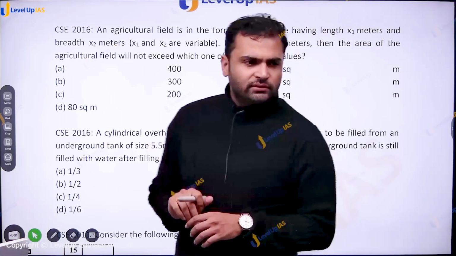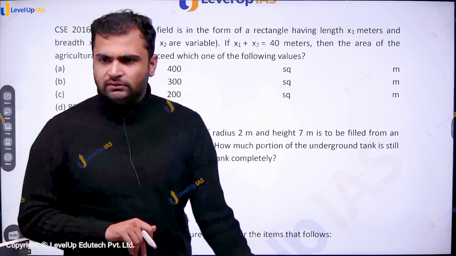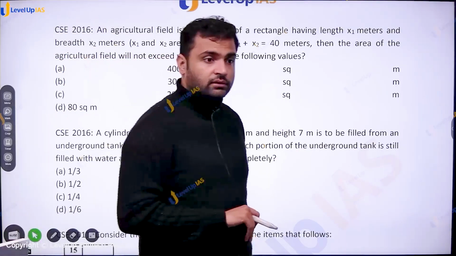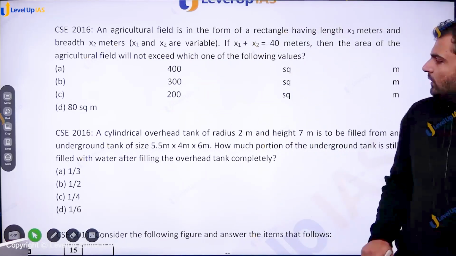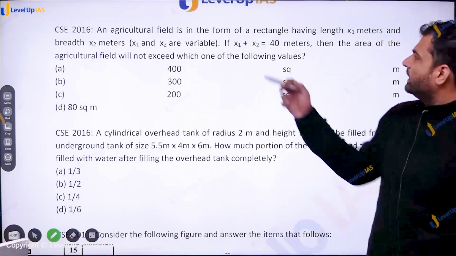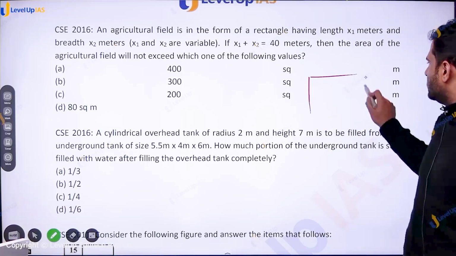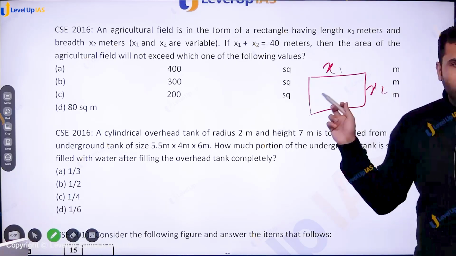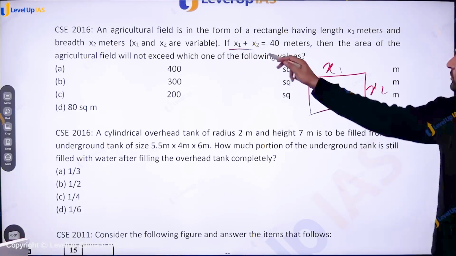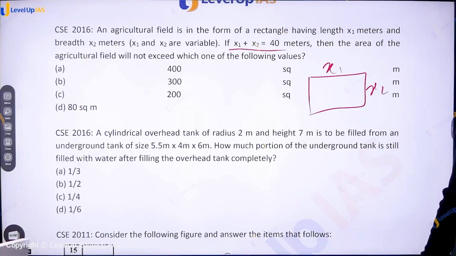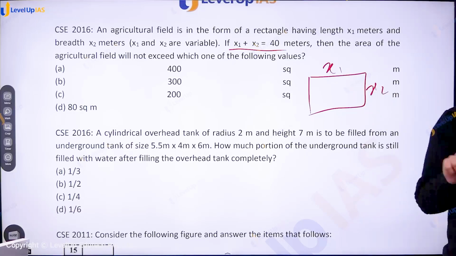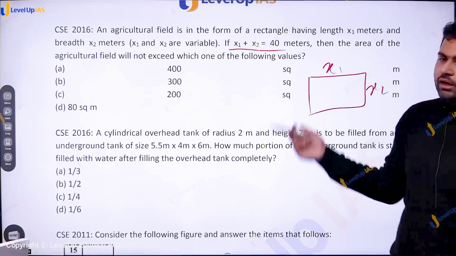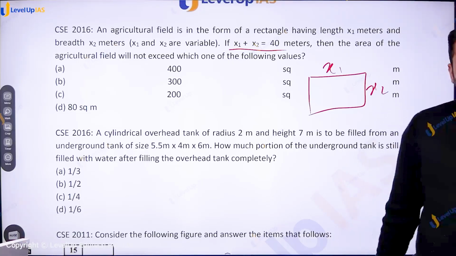Again, very easy question. A, right? You have a rectangular agricultural field where we have length and we have breadth, and they are giving you sum of length and breadth. So x1 plus x2 is 40, right? So these values can vary, and they want you to comment about what is the maximum area of this field. When will the area be maximum?